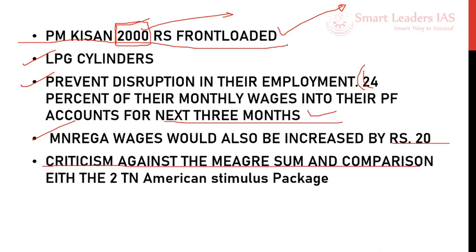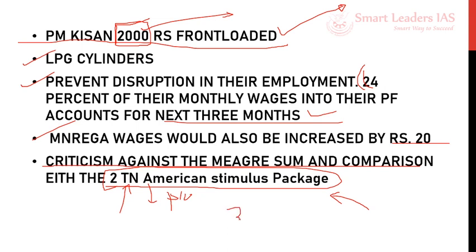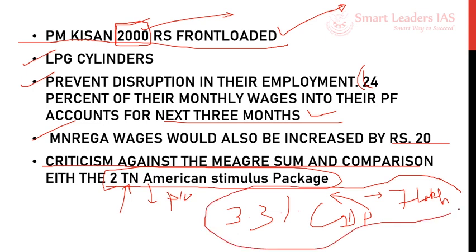One major criticism with this is that this is very, very slow. Or we can say this amount is very, very small compared to the 2 trillion American package. Isn't it? So when this 2 trillion is nearly 10% of their GDP, why not India also come up with such an amount? The 1.7 lakh crore is not even 1%. The entire 3.3% of GDP, which is the fiscal deficit. Government borrowing itself is nearly to the tune of 7 lakh crore. So government should borrow more is the argument of others and economists as well.